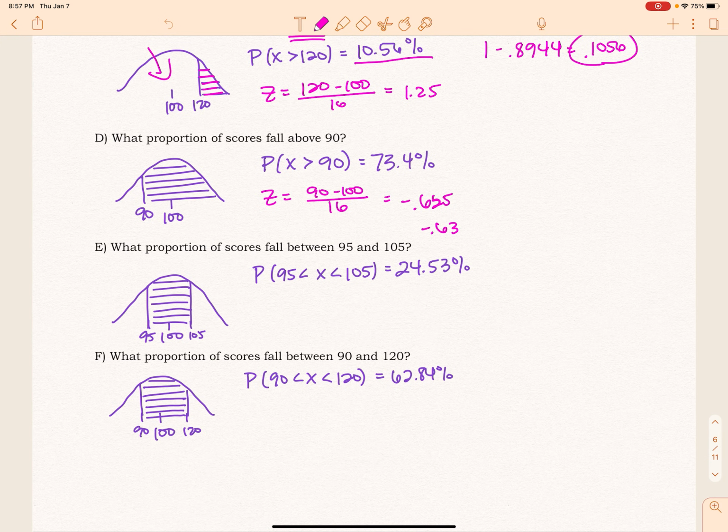All right, so I'm going to have to subtract from 1 because the 0.2643 is actually right here, not right here. So 1 minus 0.2643 will give me 0.7357. It's magic. All right, for parts E and F, I'm just going to do one of them.